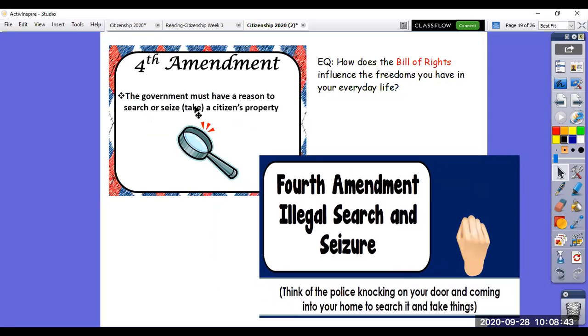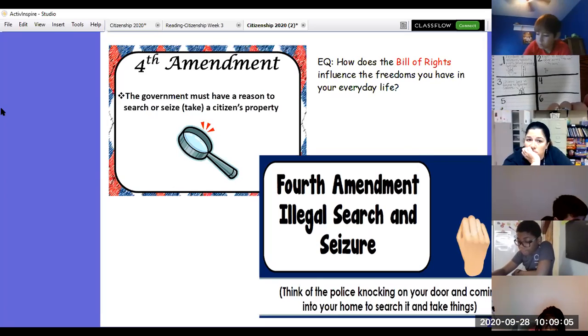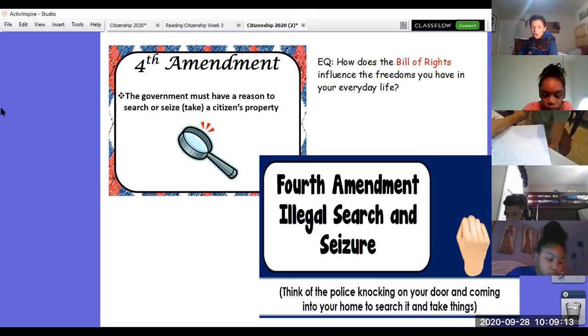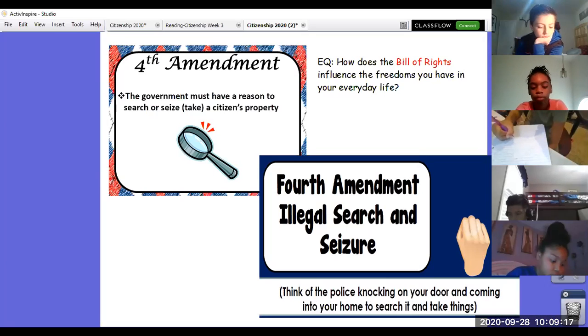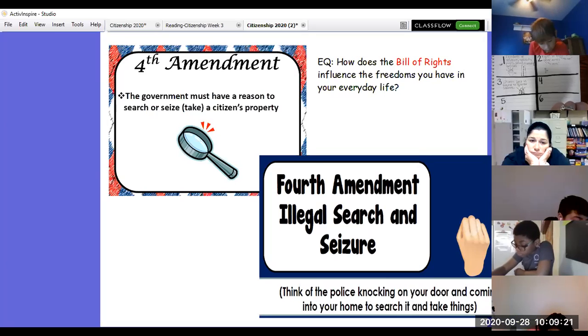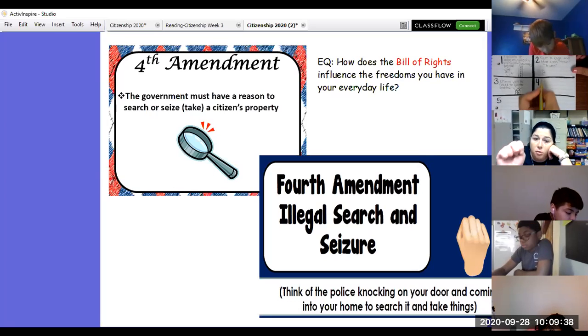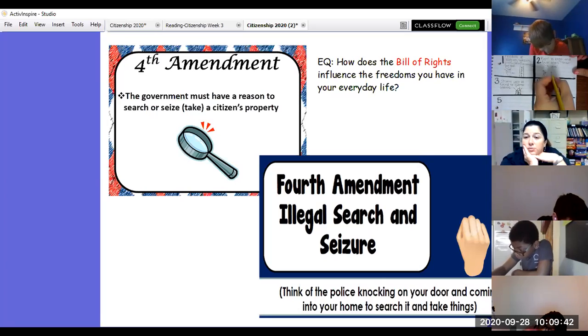If someone seizes your things, that means they're taking them. A citizen's property. So you've got the fist here because it says, think of the police knocking on your door and coming into your home to search and take your things. The police or the government in general cannot just come into your property, your home or your car, anything that's an extension of your house. They can't just burst in and look around at what they want to look around at or take what they want. They have to have a warrant to come into your home or into your vehicle. So if they ever say, oh yeah, we can come in here, they have to show you the warrant to search or take your property. So for number 4, that's like they're knocking on your door because they have a warrant from the judge.